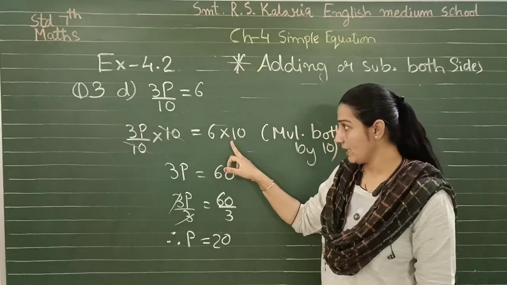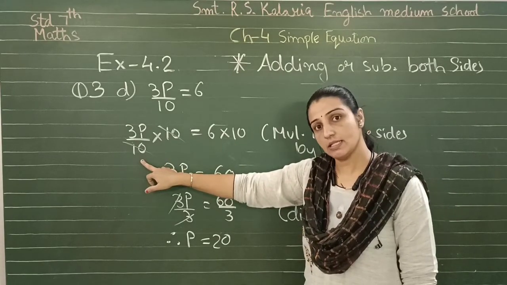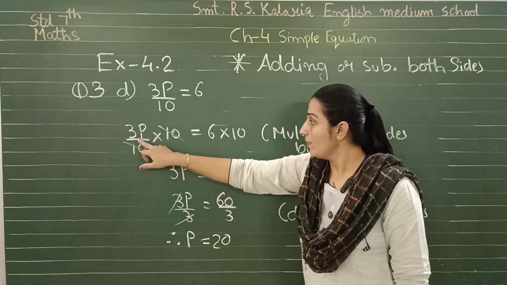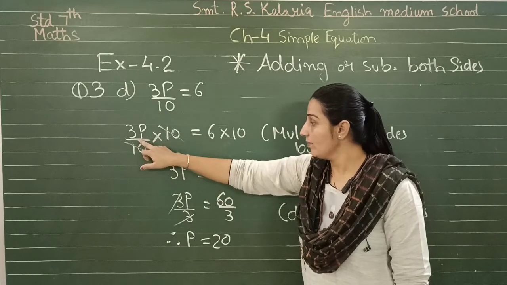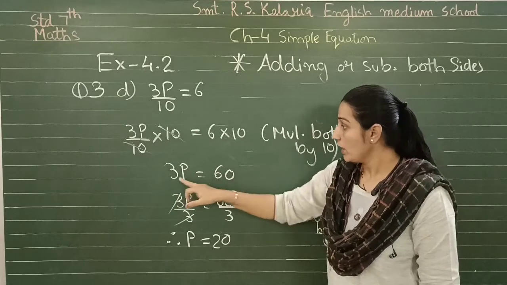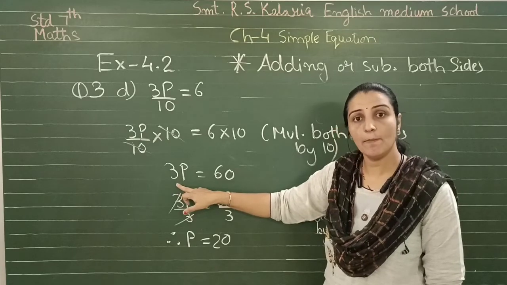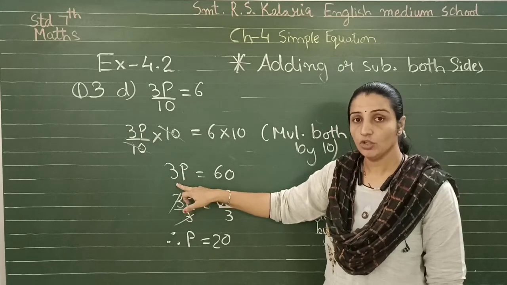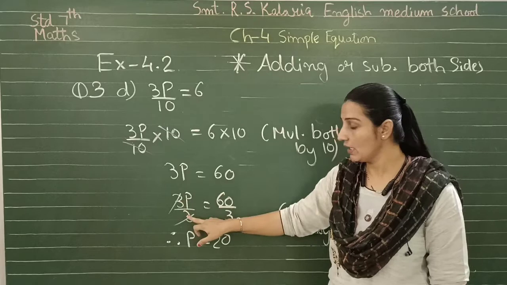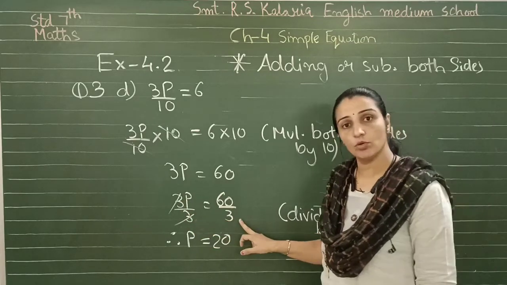Multiply by 10, multiply by 10. ये 10 और ये 10 न्यूट्रलाइज हो जाएगा, आंसर इज 1. So अभी मेरे पास क्या बचा है इस साइड में, जस्ट 3p. 6 10s are 60. Okay, now I want to remove this 3. तो ये 3 की पोजीशन क्या है, मल्टीप्लाई बाय 3 है, तो हटाने के लिए हमें क्या करना है, डिवाइड बाय 3. So what I will do is divide by 3 on both the sides.